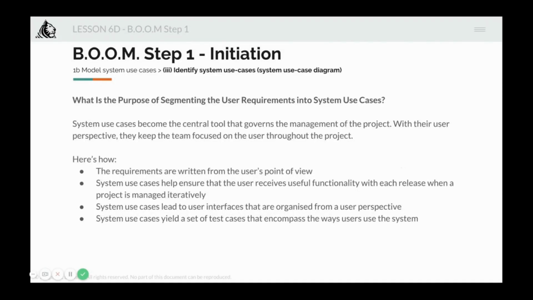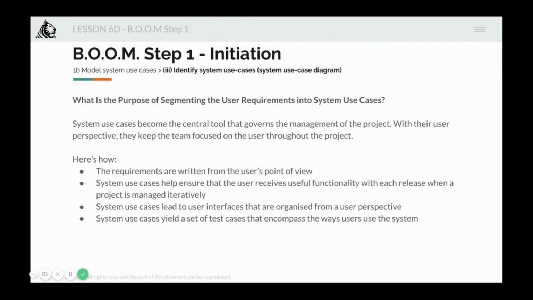So what is the purpose of segmenting the user requirements into system use cases? Well, system use cases become the central tool that governs the management of the entire product. With their user perspective, they keep the team focused on the user throughout the project, right? How does that happen? Well, the requirements are written from the user's point of view, correct? So prior to use cases, requirements were often written as a list of capabilities, such as the system must be able to do XYZ. With system use cases, the documentation is instead written as a narrative describing the user's experience using the system, correct? So that's why the system use cases became so popular.